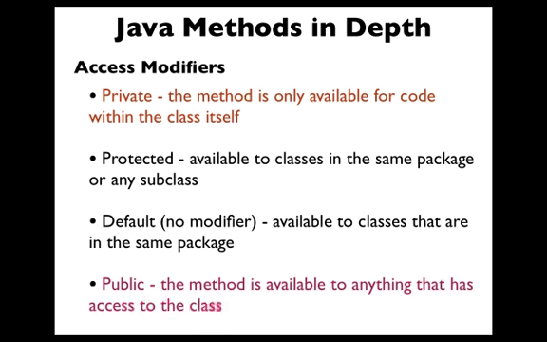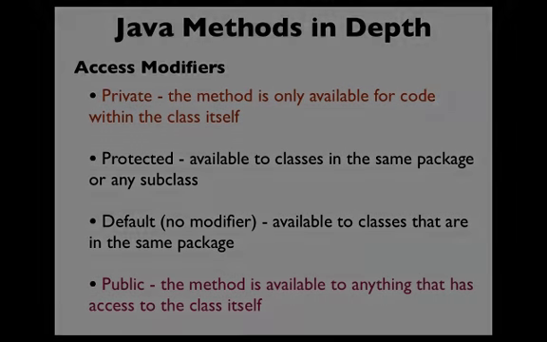And finally, we have public methods. Public methods are available to anything that has access to the class itself. I highlighted private and public as these are the two most common access modifiers that you'll come across and use.